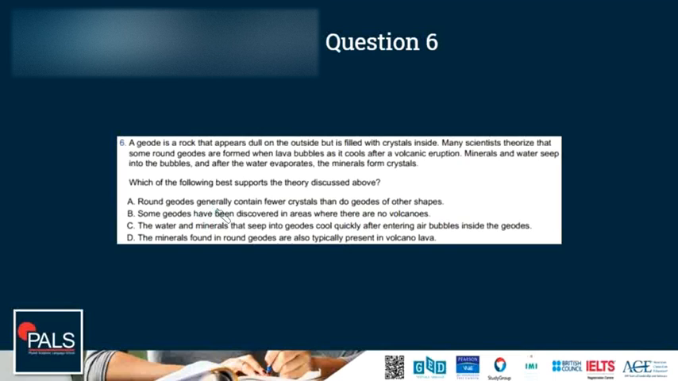Round geodes generally contain fewer crystals than do geodes of other shapes. There is no information whatsoever about geodes of different shapes in the text above, so we cannot find answer A as the correct answer here, because we just don't get the information about it. So answer A is not supported by the theory above at all.